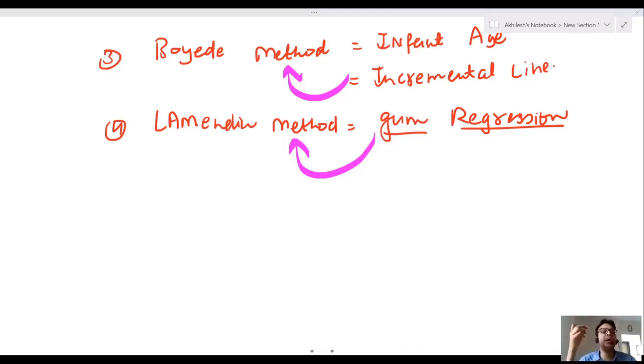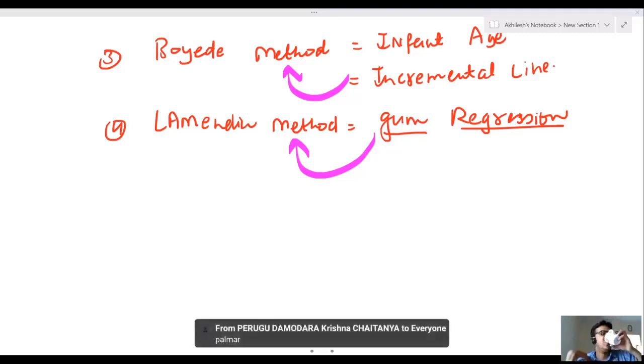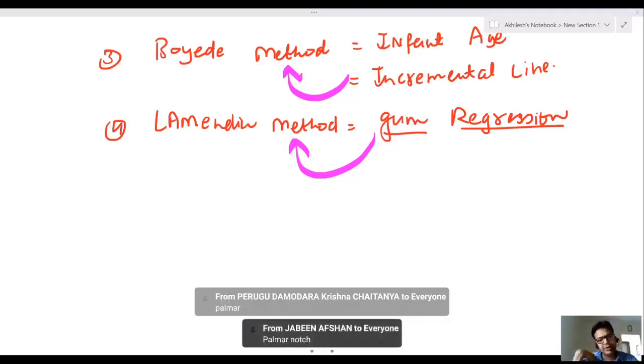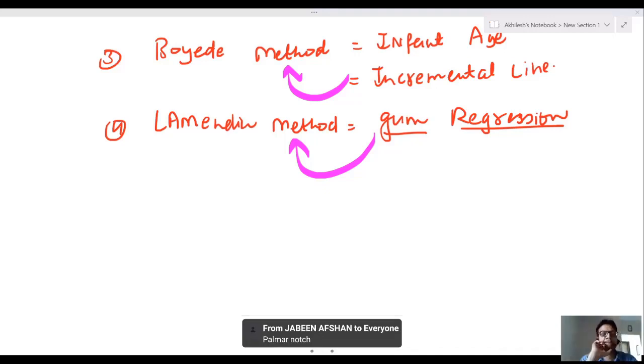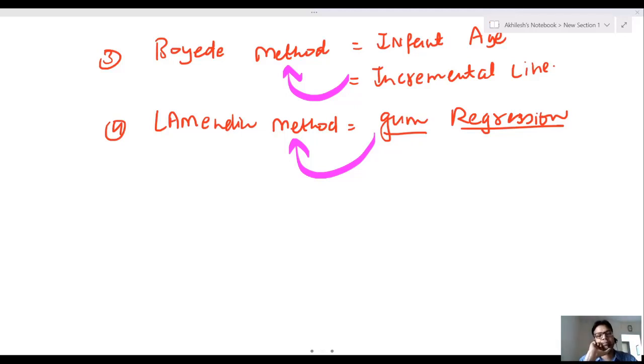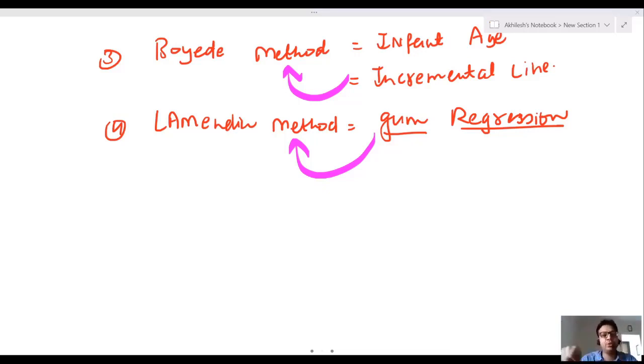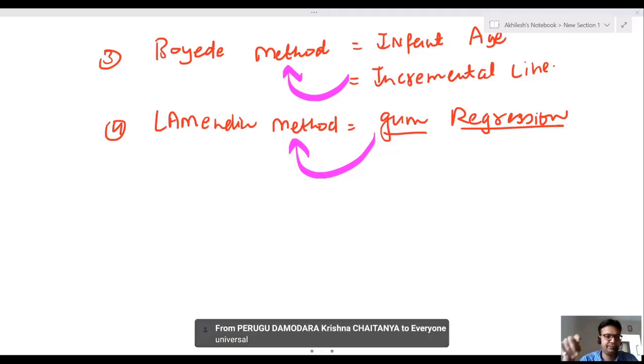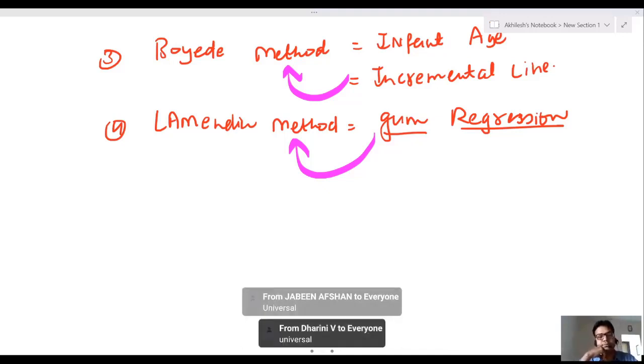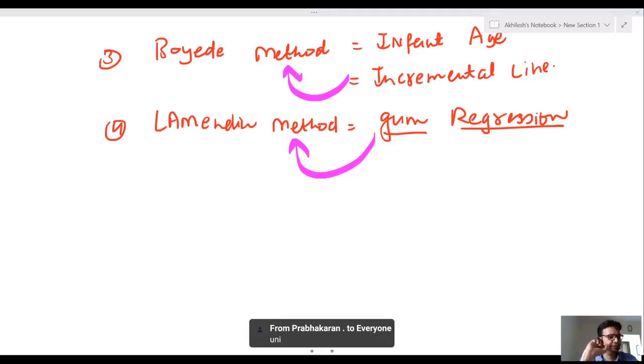Sir, 4 quadrants having 1 to 8, 1 to 8. What is the name of method of dental formula? Palmer notation. Upper teeth plus, lower teeth minus is written. What is the name of formula? Head-rub. Only 2 parts, 1 to 16 and 17 to 32 teeth are given. What is the formula? Universal.